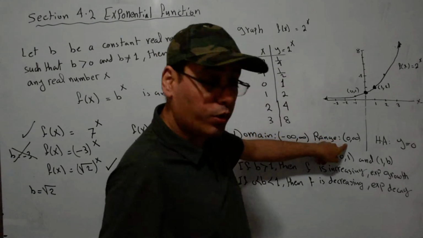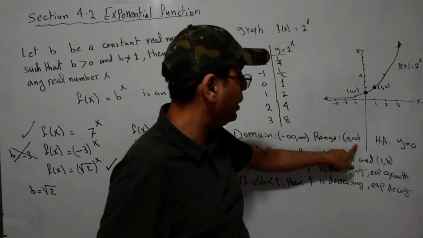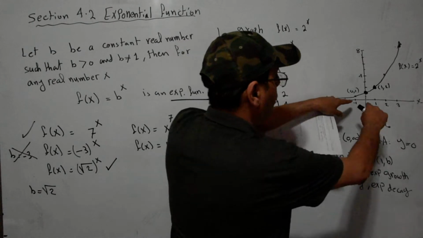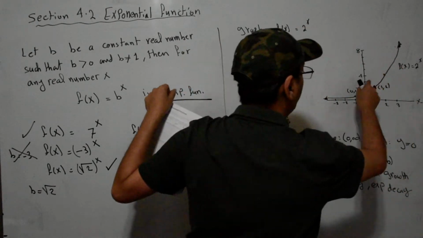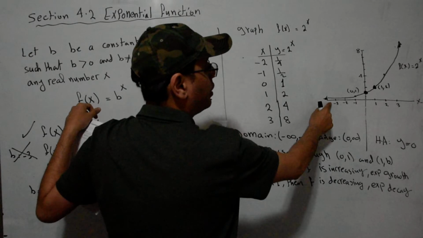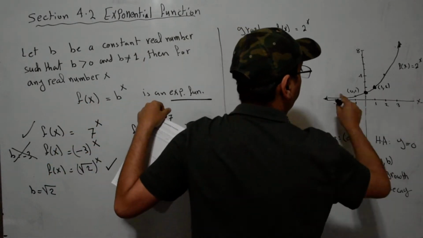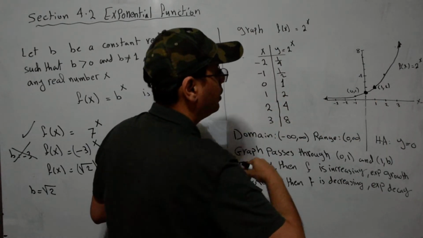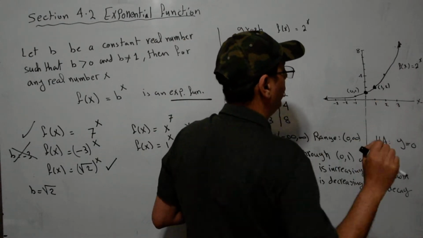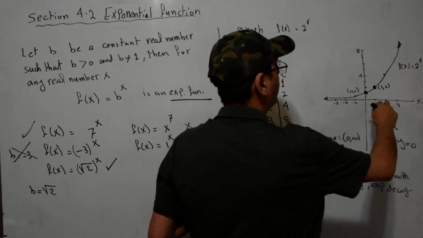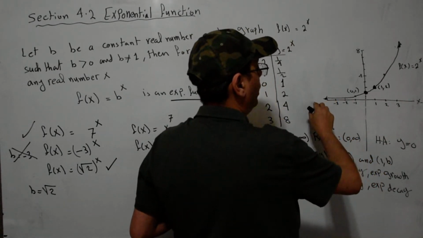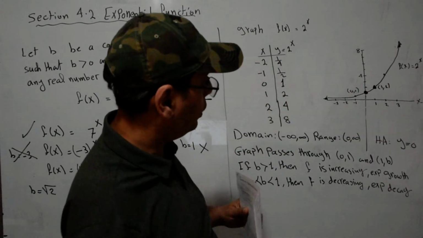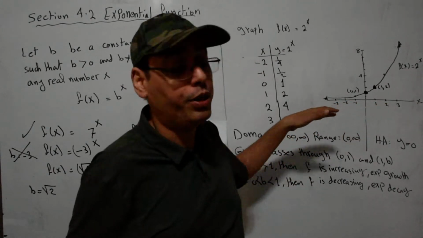So we see that the range is the open set from 0 to infinity. The horizontal asymptote for this function: when x goes to negative infinity, the function goes to the horizontal asymptote. I'm sorry, when x goes to infinity, the function goes close to 0. So this is the horizontal asymptote, which explains the end behaviors.